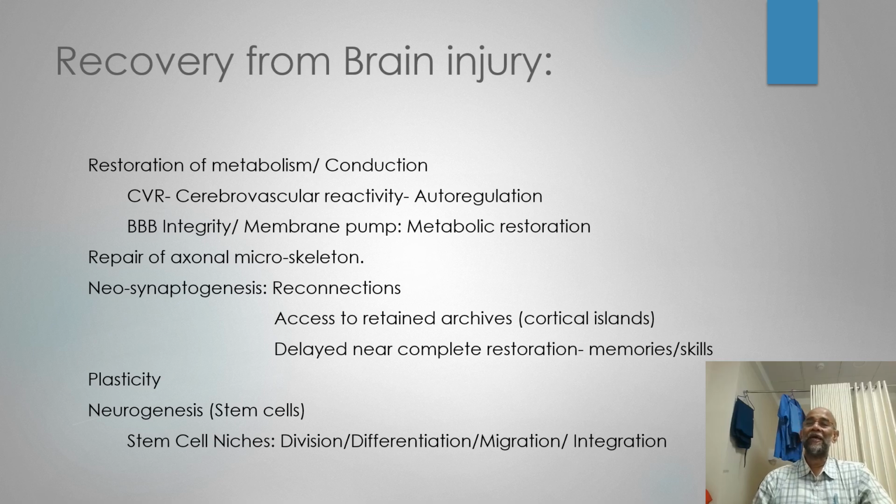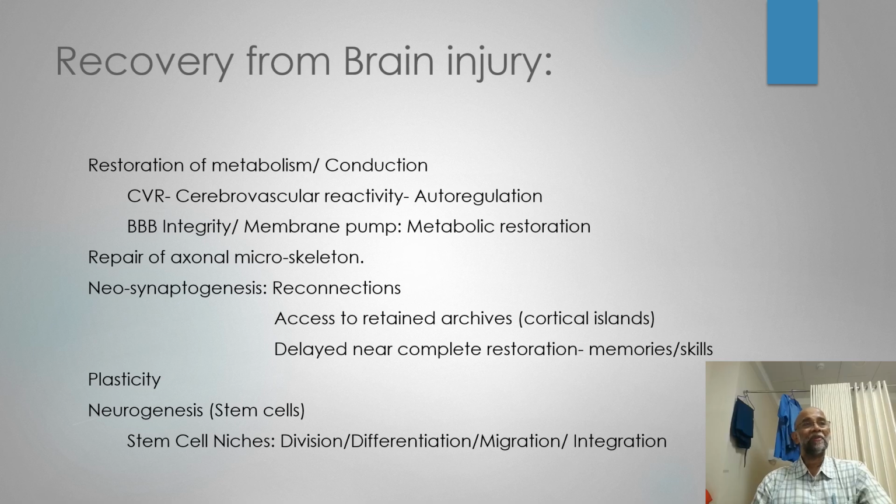The second is repair of the axonal microskeleton. That can result in axons functioning again. If an axon is completely lost, some of the functions of the neurons it supplies occur because of new synapses, neosynaptogenesis, reconnections. These can sometimes result in delayed awakenings of people after prolonged coma. In an injury where there is diffuse axonal injury, some cortical islands may have preserved information, and reconnections can result in near complete restoration of some memories and skills.